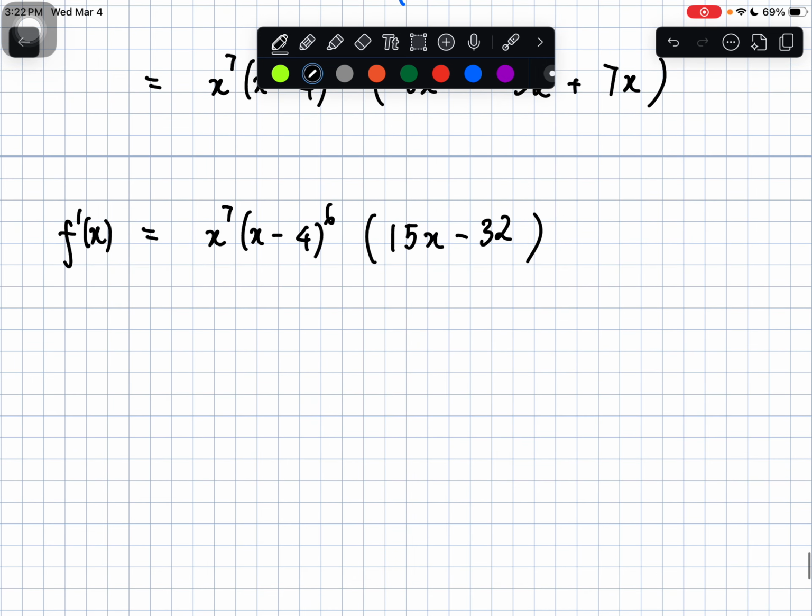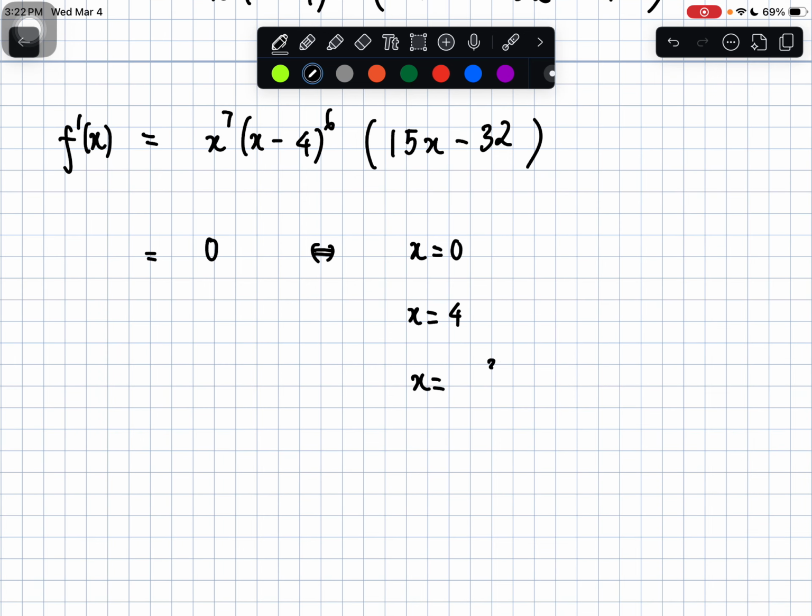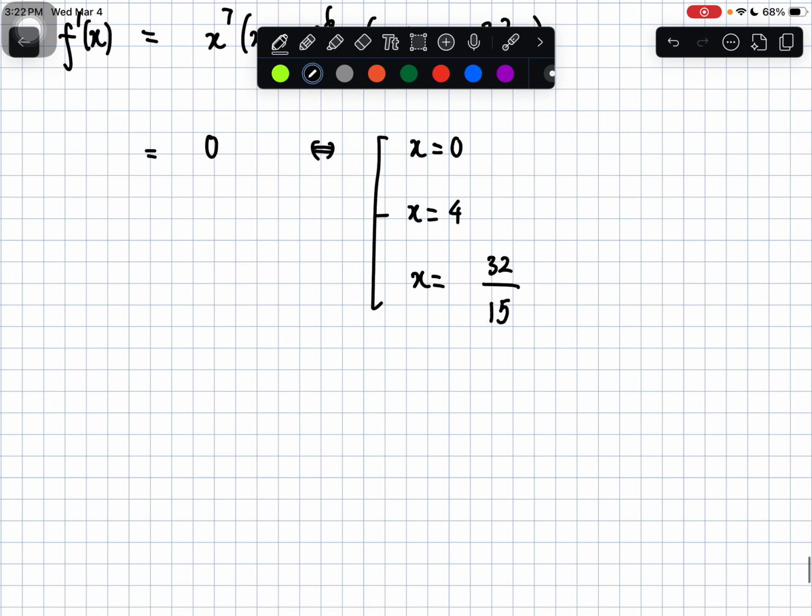So f prime equal to 0 gives us x is 0, x is 4, or x is 32 over 15. These are three critical points. The critical points of f are 0, 4, 32 over 15.